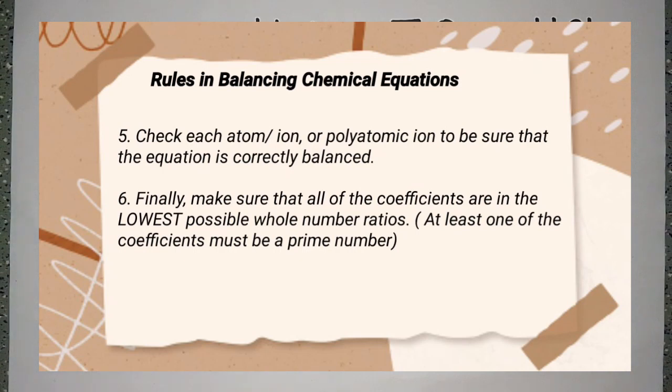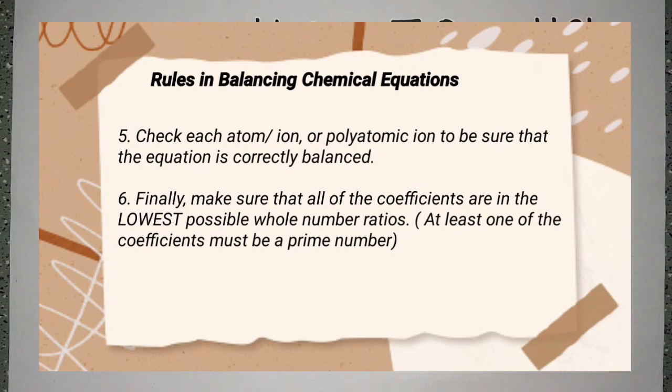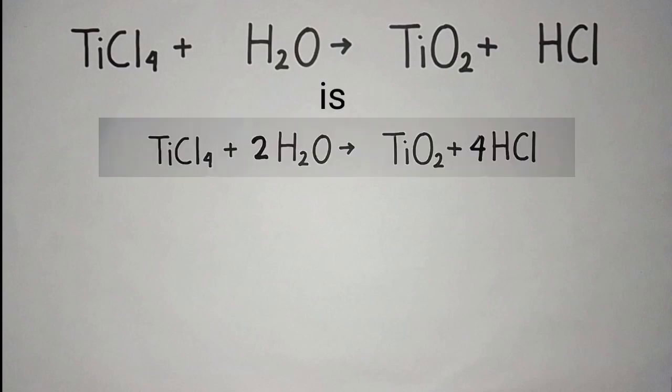The fifth rule, check each atom, ion, or polyatomic ion to be sure that the equation is correctly balanced. So as you can see here, the reactant and the product are all the same. Finally, the sixth rule, make sure that all of the coefficients are in the lowest possible whole number ratios. At least one of the coefficients must be a prime number. So the balanced chemical equation of TiCl4 plus H2O yields TiO2 plus HCl is TiCl4 plus 2H2O yields TiO2 plus 4HCl.